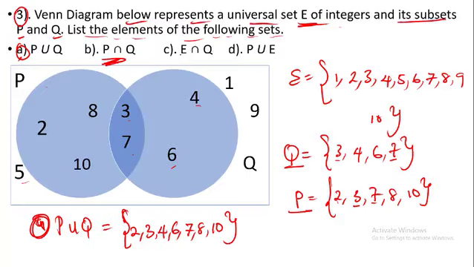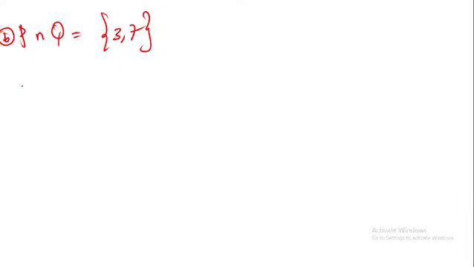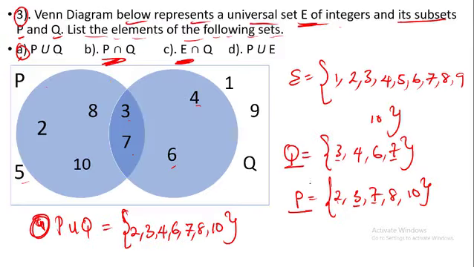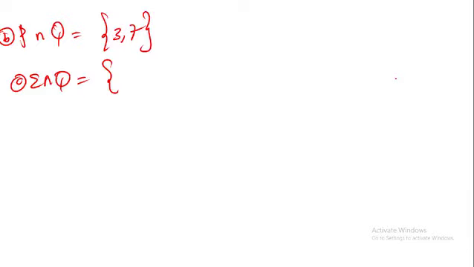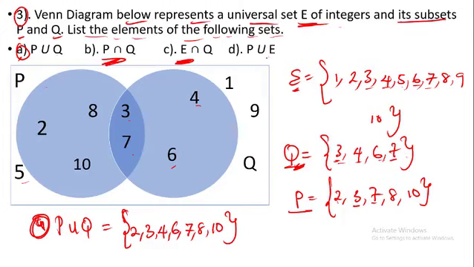Okay, the C part of the question said we should find E intersection Q. We have E intersection Q, which means the numbers that appear in Q that are also in E. We have 3, 4, 6, and 7. 3 is here, 4 is here, 6 is here, and 7 is here. So we have 3, 4, 6, and 7.